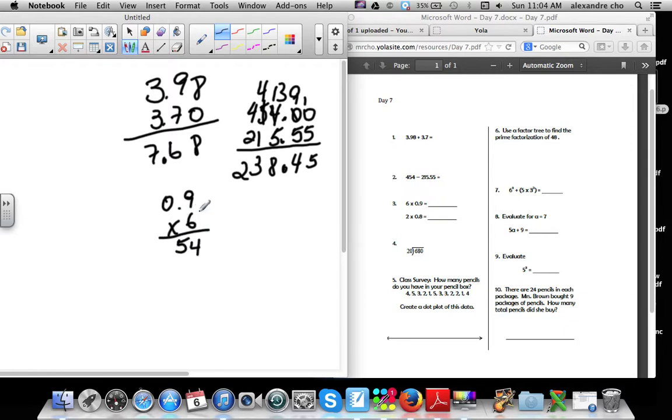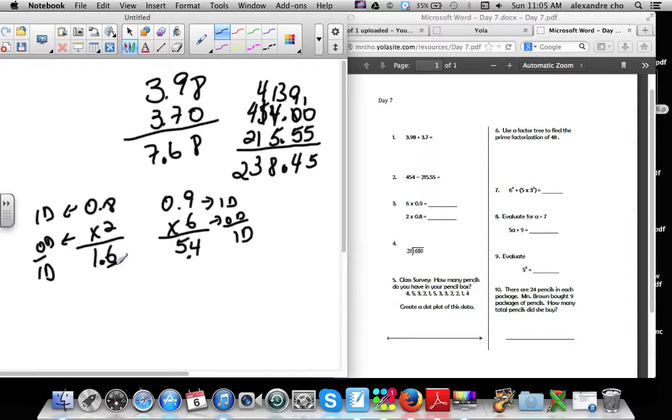3, 0.9 times 6 gives you 54. That's not your answer. There is 1 decimal place value here, 0 decimal place value, so my answer should have a total of 1, so it makes it 5.4. 0.8 times 2, it's 6, and again this has 1 decimal place value, this one has 0, for a total of 1, which means my answer has to have 1 decimal place value. There you go, by putting it here, I have 1 decimal place value.